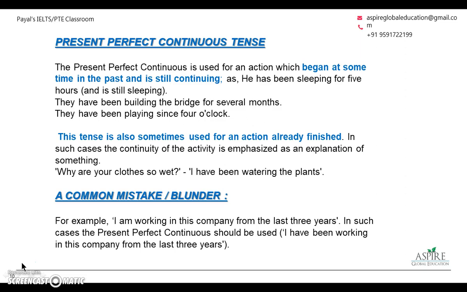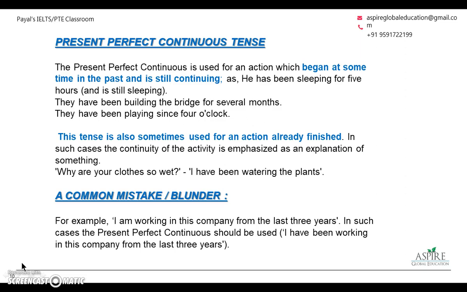One common mistake that students make is when asked, where are you working? I am working in this company from the last 3 years, which means you started in the past. If you started in the past, you cannot use present continuous. You have to use present perfect continuous. You can only use present continuous with an action which is ongoing at that moment, irrespective of when it started. If you want to answer, I am working in IBM, full stop. If you want to say, I have been working in IBM from the last 3 years or since 2006, you have to use present perfect continuous when you're giving the time period.